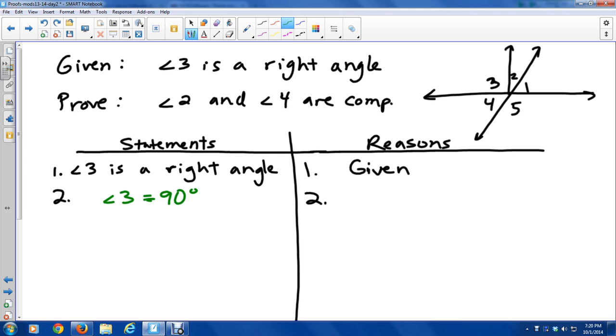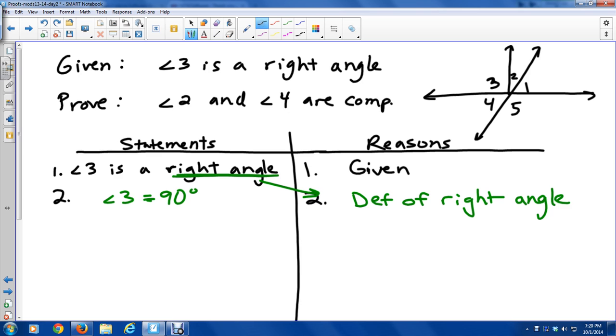As far as I'm concerned, in chapter 1 we learned that a right angle is a 90-degree angle, and that's what I'm stating. Angle 3 equals 90 degrees, using my definition of right angle. There it is, right angle, and I use the definition. Common theme, we use those words, we use the definition to make an equation. Okay, that's the only thing I'm given in this proof.